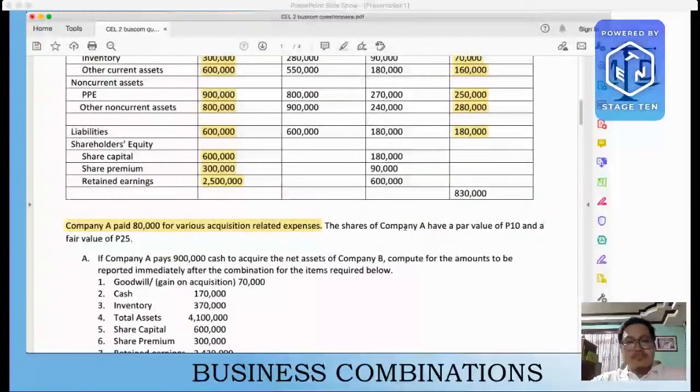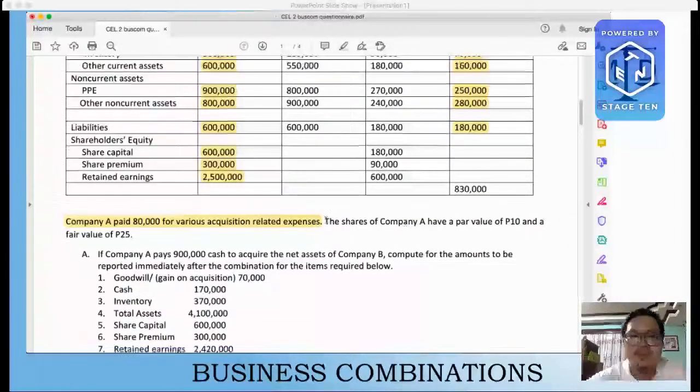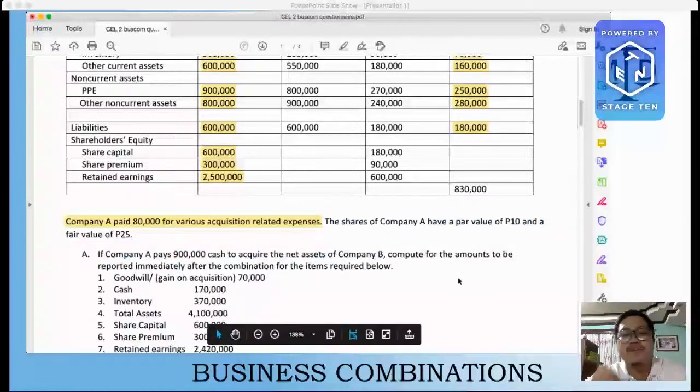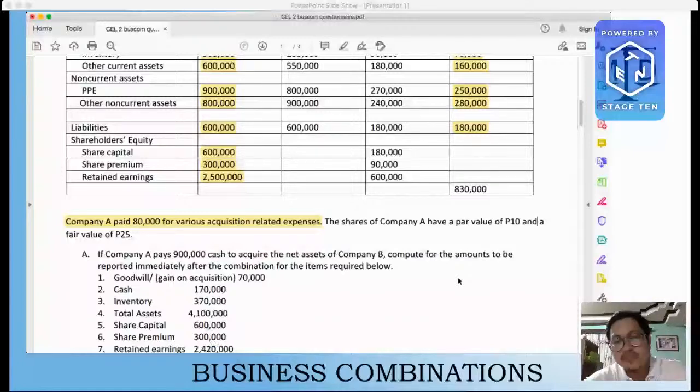Now, if you'll see here, class, the problem tells us that the shares of Company A have a par value of 10 and a fair value of 25. Now, as I've told you, class, everything in a business combination is to be measured at fair value. And this is what makes business combination unique, class.